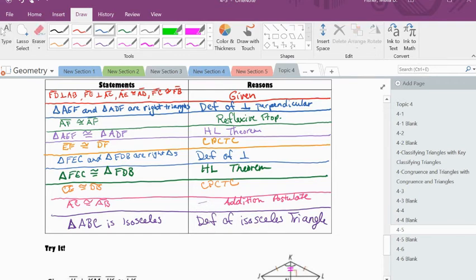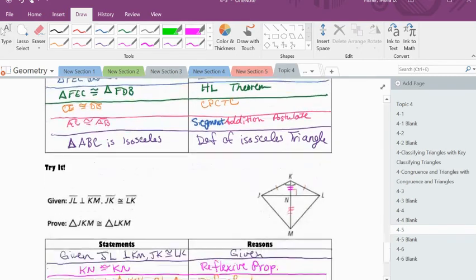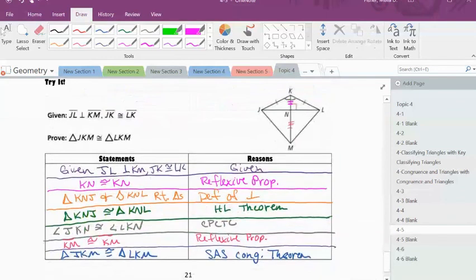I did accidentally write the wrong thing here. That should not be angle addition. It should be segment addition. I get going too fast sometimes. I apologize. Caught my own mistake. Fixing it like that. Here is the answer to the try it.